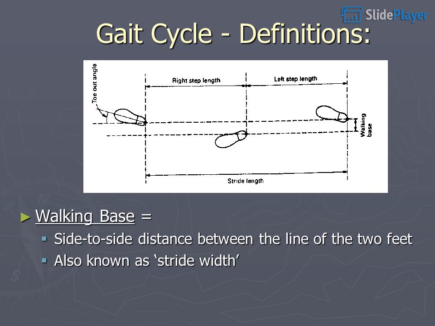Gait cycle, definitions. Walking base equals the side-to-side distance between the lines of the two feet. Also known as stride width.